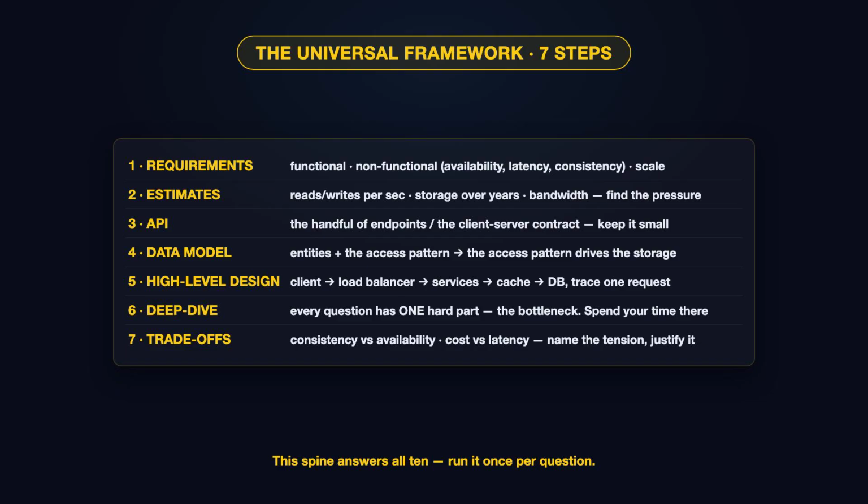Step 6, the deep dive. Every question has one genuinely hard part, the bottleneck. Spend most of your time there, because that is what the question is secretly about. Step 7, trade-offs. There is rarely one right answer. Name the tension: consistency versus availability, cost versus latency, simplicity versus scale, and justify the call you make. That is the spine. Requirements, estimates, API, data model, high-level design, deep dive, trade-offs. Now watch it answer all 10.